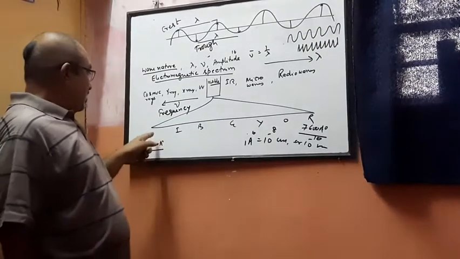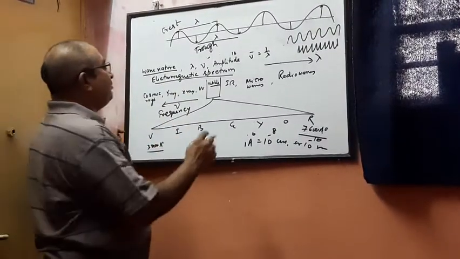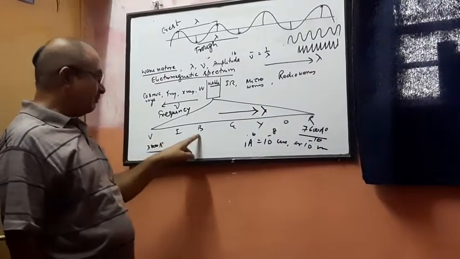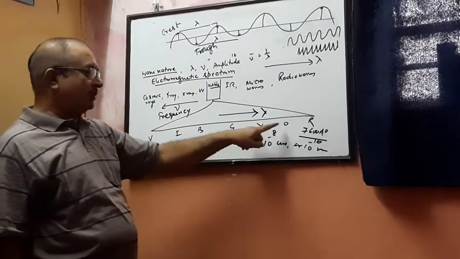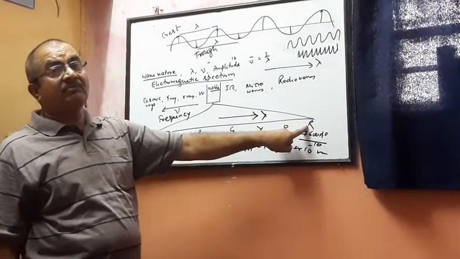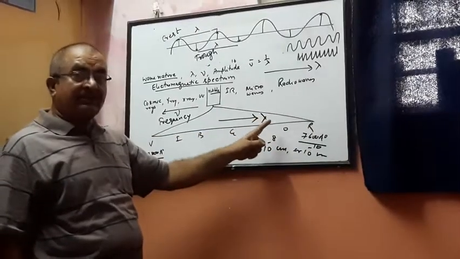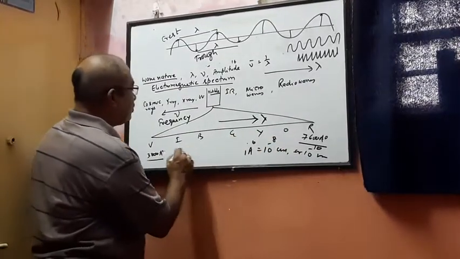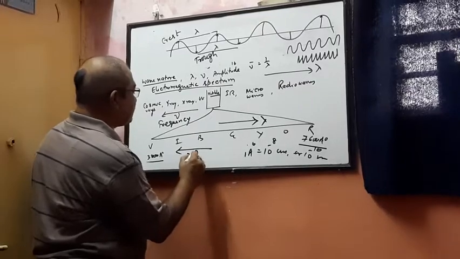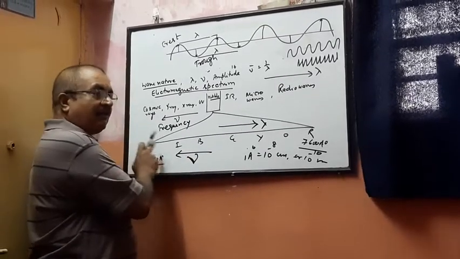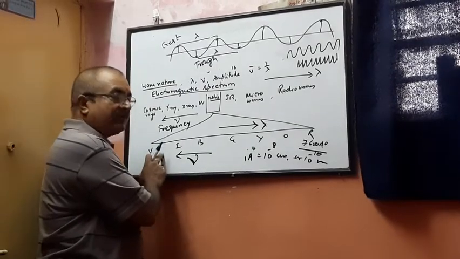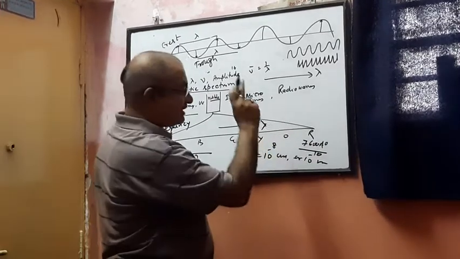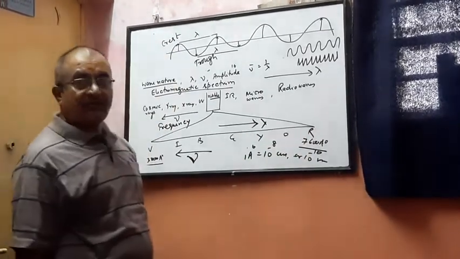What do we find in the visible region? The minimum wavelength is of violet, then indigo, blue, green, yellow, orange, then red. It means red has the maximum wavelength, and maximum wavelength means minimum frequency. Again you can give an arrow from this side that frequency is increasing this side. It means the violet region has maximum frequency and the red region has minimum frequency. Maximum wavelength, minimum frequency.